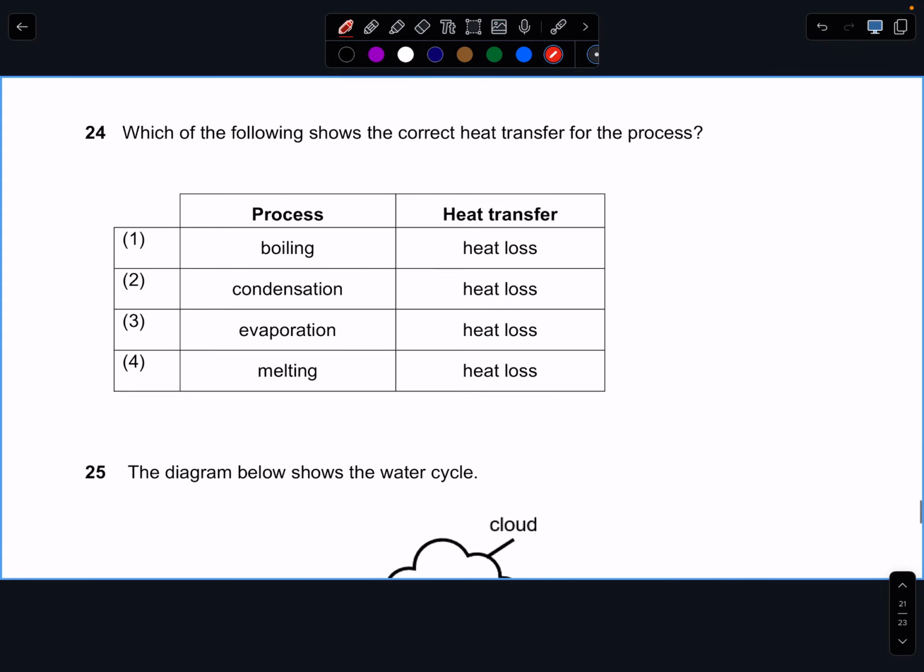Next, which of the following shows the correct heat transfer? So basically, boiling is heat gain. So straight away, this is wrong. Condensation is heat loss, correct. Evaporation is heat loss, wrong. Melting is heat loss, wrong. So answer 2, go by elimination method. I stress again, MCQ, you need to go by elimination method because it can be very tricky.